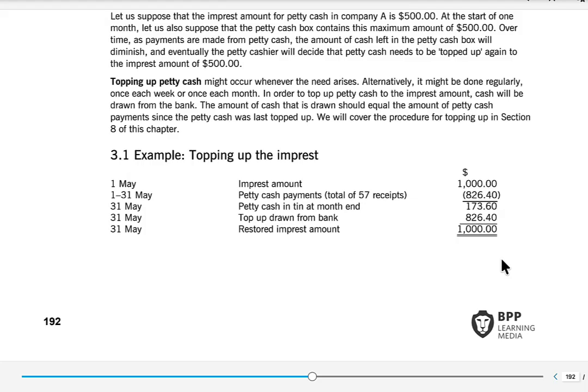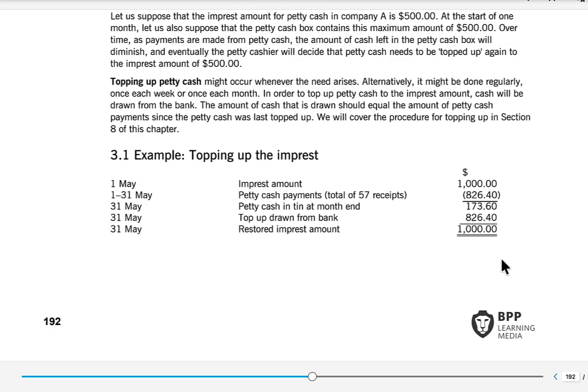3. At the end of the month, on the 31st of May, we check the cash left in the petty cash tin. The cash left is $173.60. This makes perfect sense because we started with $1,000. We spent $826.40. So the money left should be $173.60.